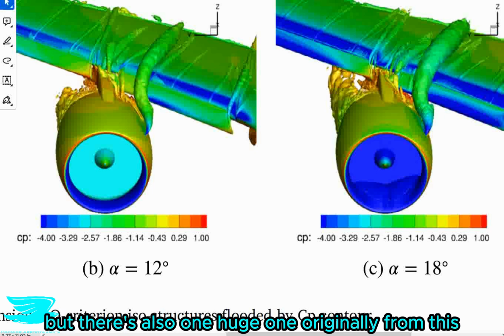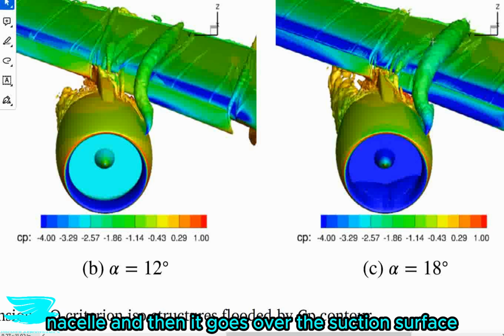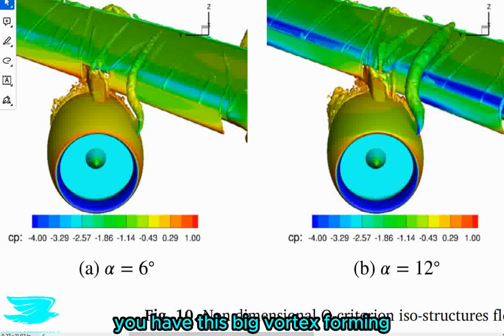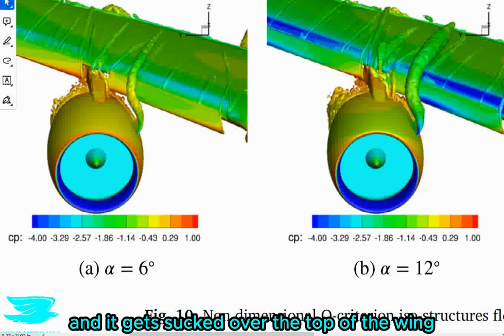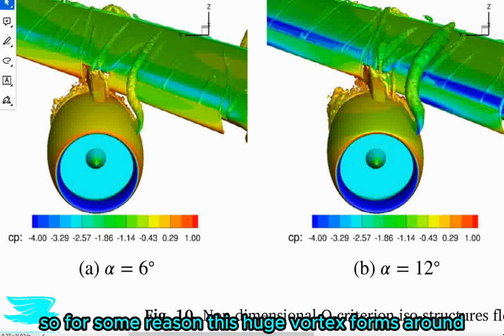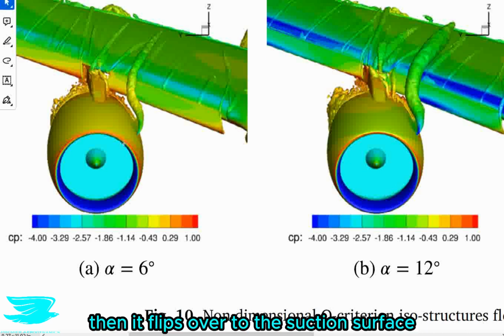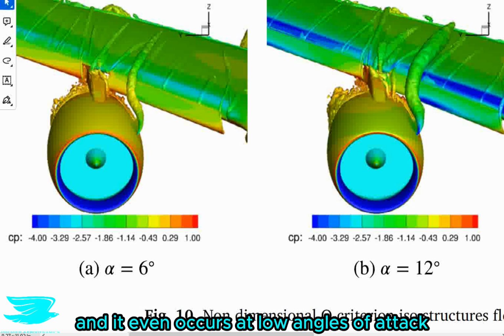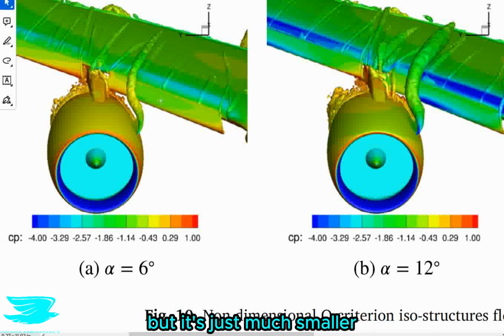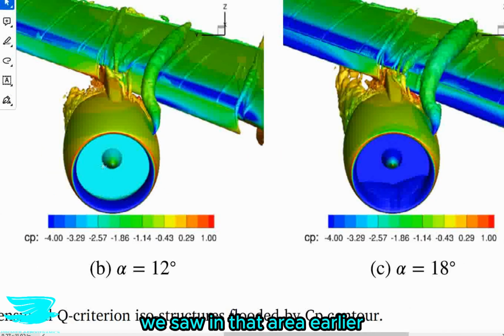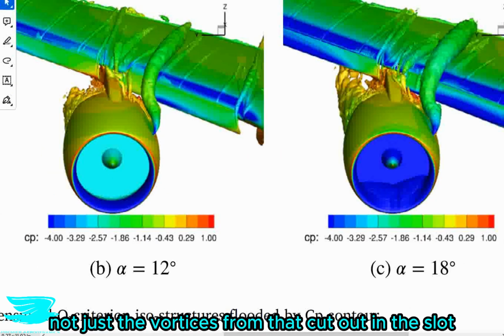So there are some vortices coming from the cutout here, and that's true. But there's also one huge one originating from this nacelle, and then it goes over the suction surface. So you can see in all these three figures, you have this big vortex forming and it gets sucked over the top of the wing. So for some reason, this huge vortex forms around halfway down the outside of the engine. Then it flips over to the suction surface, and it even occurs at low angles of attack, but it's just much smaller. So this alone is responsible for much of the flow physics we saw in that area earlier, not just the vortices from that cutout in the slat.